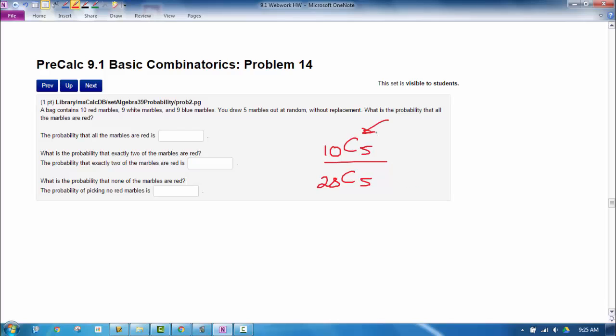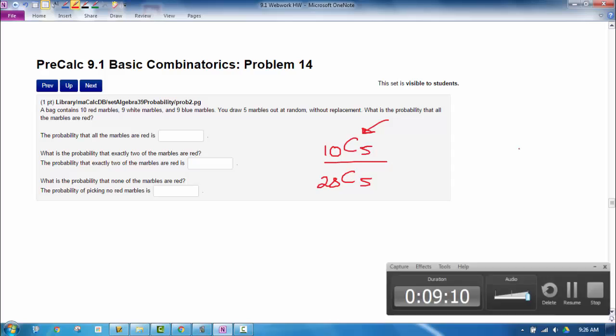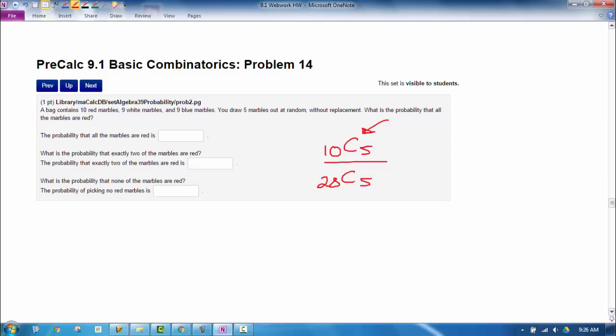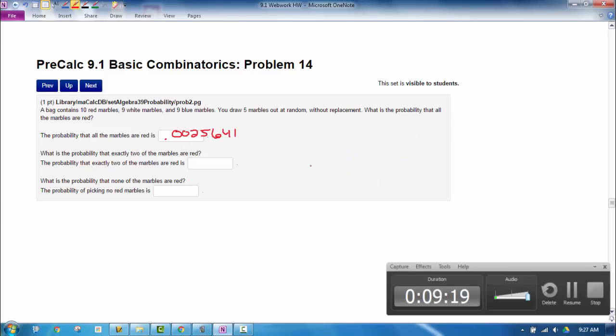Combinations is when order doesn't matter. I think I messed that up earlier in the video. But we want to use combinations here. Actually, permutations would work as well because you're dividing, so it ends up being the same whether you use permutations or combinations. But this is the right way to do it. It gives you about 0.0025641.